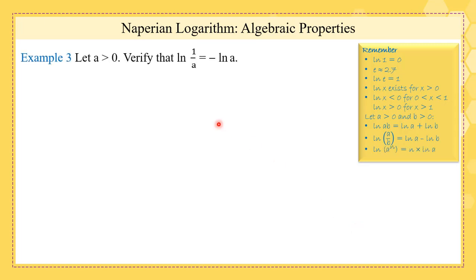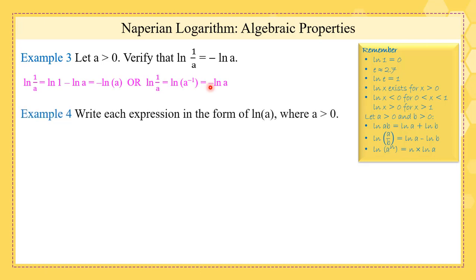Okay. Now let a be a strictly positive real number. Verify that ln of 1 over a is minus ln a. ln of 1 over a is ln 1 minus ln a, applying the division property, and we know that ln 1 is 0, so this becomes minus ln a. Or we can also write 1 over a as a to the power negative 1 using exponents and applying the last property. This negative 1 comes outside as a negative sign.